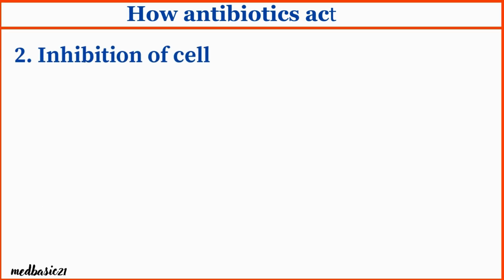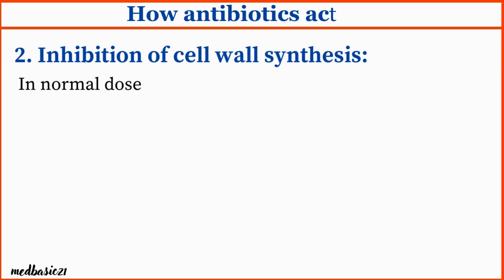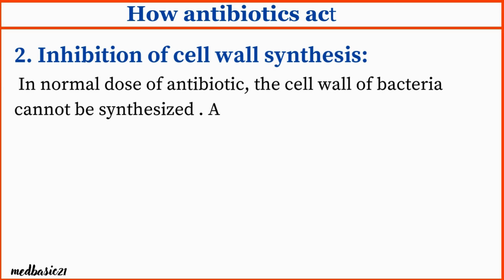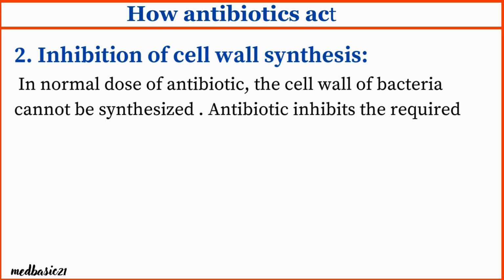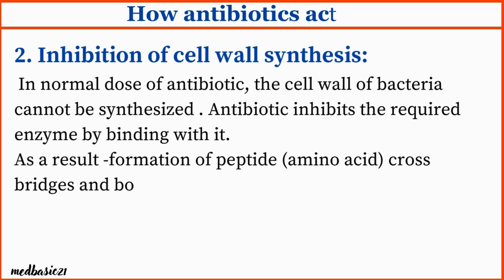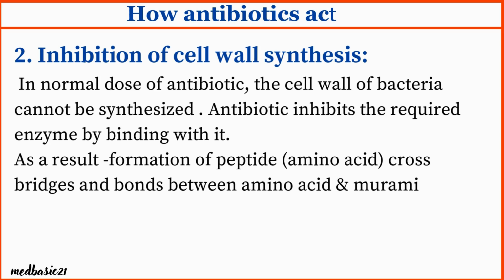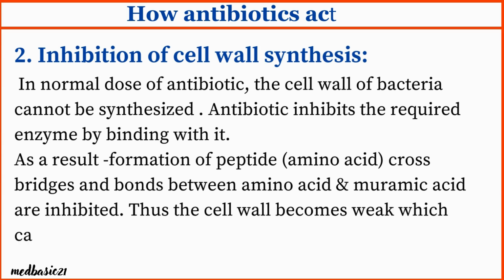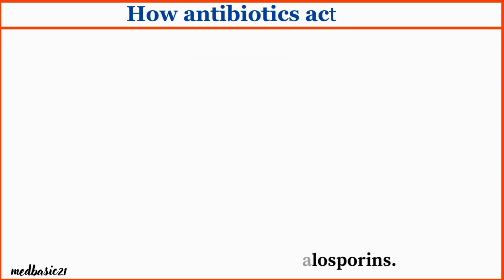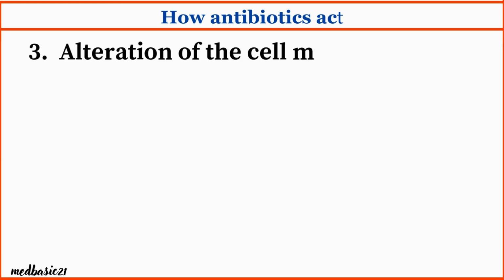Inhibition of cell wall synthesis. In normal dose of antibiotic, the cell wall of bacteria cannot be synthesized. Antibiotic inhibits the required enzyme by binding with it. As a result, formation of peptide, amino acid, cross-bridges and bonds between amino acid and muramic acid are inhibited. Thus the cell wall becomes weak, which causes lysis of bacterial cell. Like penicillins, vancomycin, cephalosporins.